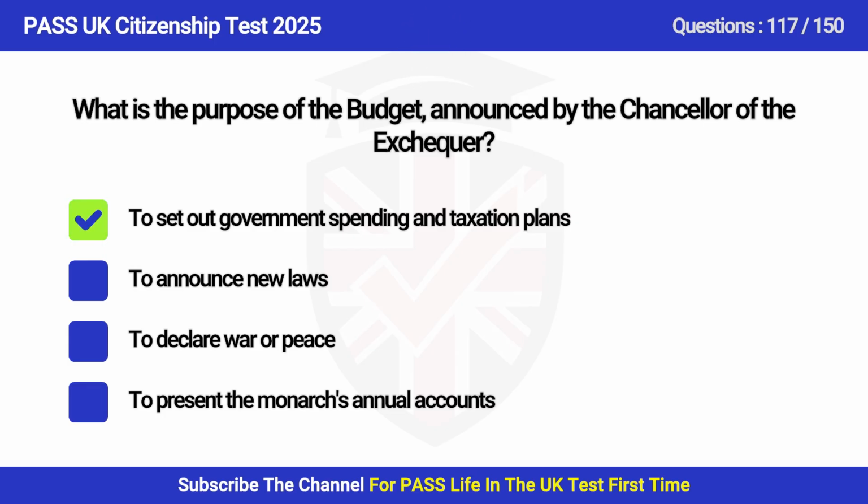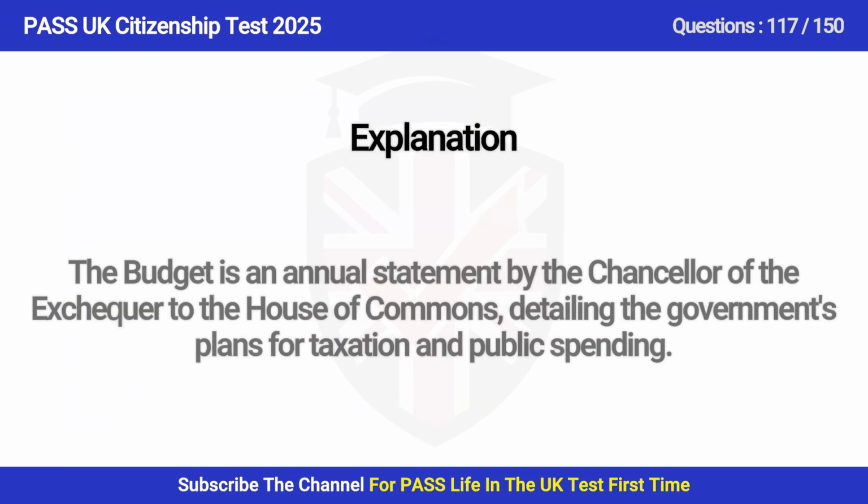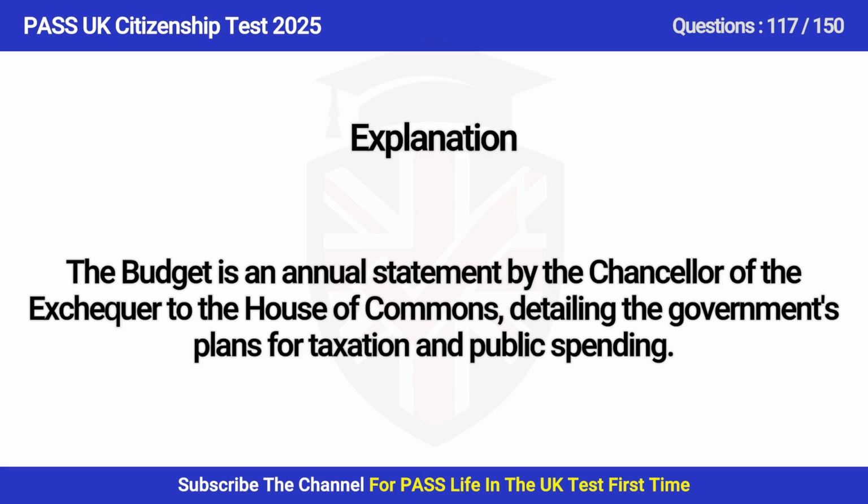Answer is A. To set out government spending and taxation plans. The budget is an annual statement by the Chancellor of the Exchequer to the House of Commons, detailing the government's plans for taxation and public spending.